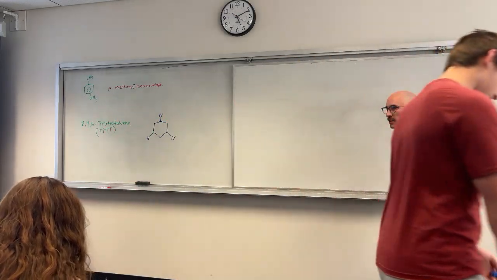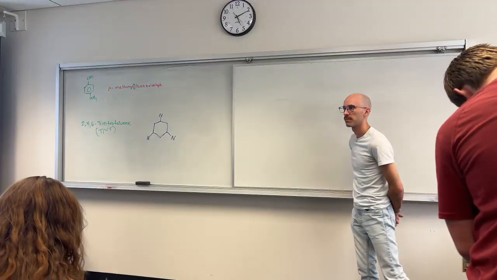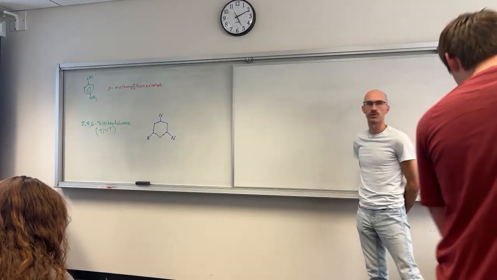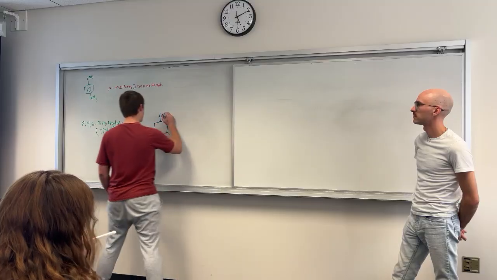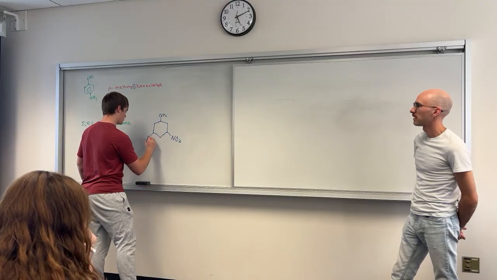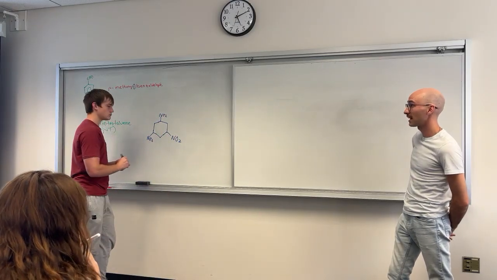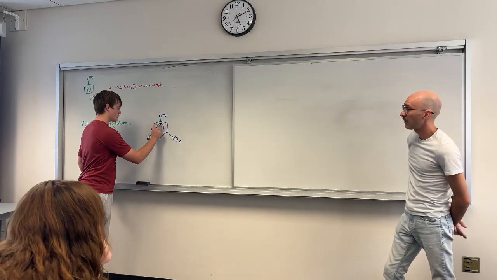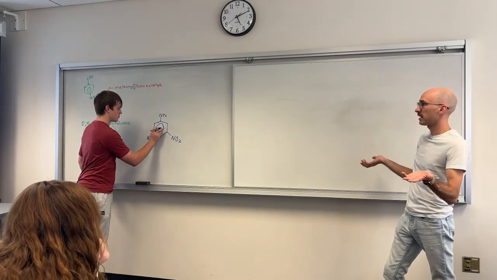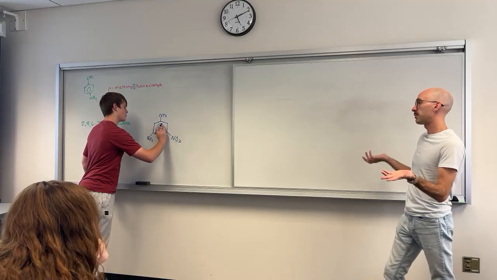Does anybody want to help Killian? What makes a nitro group? NO2. Good. Now you have these nitro groups placed. You don't have benzene. Why don't you add your circle? You have them placed 2, 4, and 6 relative to a position 1.